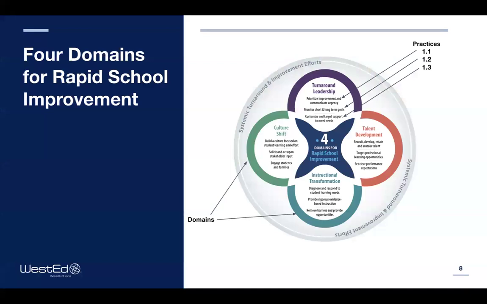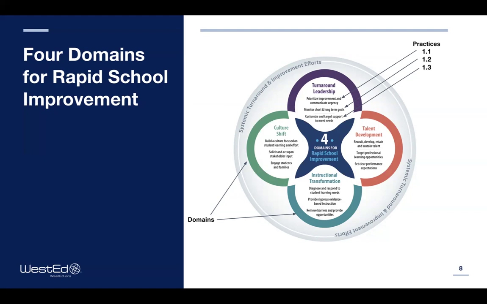This slide provides an overview of the four domains for rapid school improvement. Domain 1, turnaround leadership. Domain 2, talent development. Domain 3, instructional transformation. And Domain 4, culture shift. Each domain consists of three key practices, as shown here.